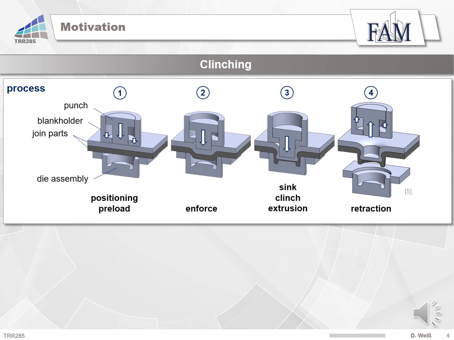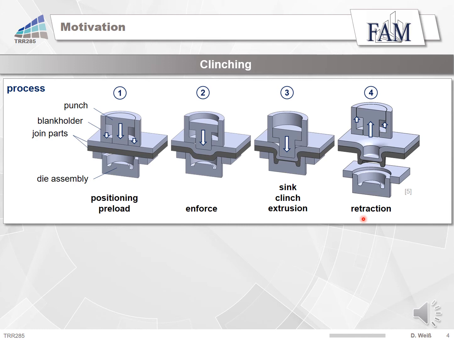The sheets are initially clamped between the blank holder and the die assembly, stage 1. The punch is then forced onto the sheets and locally pushes them into the die, stage 2. As the deformed sheets touch the bottom of the die, further downward movement of the punch forces the material to flow radially and form a button, stage 3. This material flow provides the mechanical interlock which holds the sheets tightly together. Finally, the punch is retracted, stage 4.